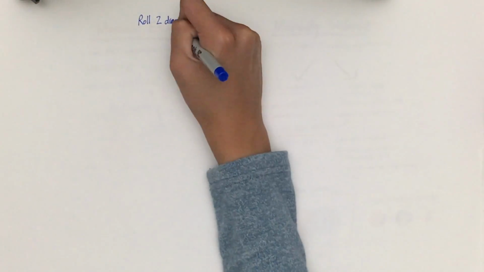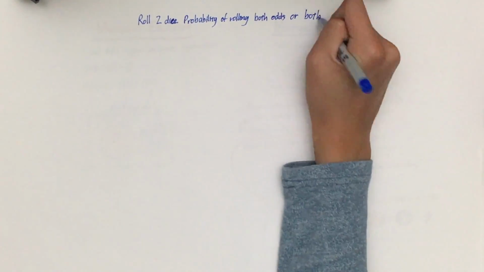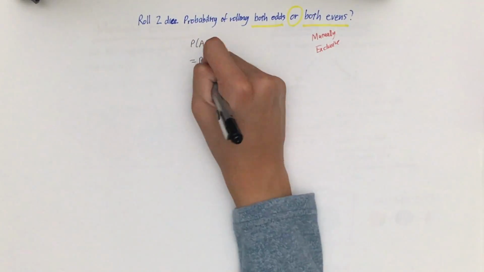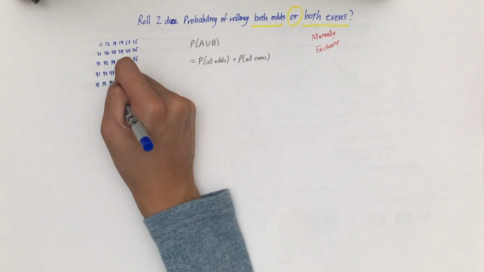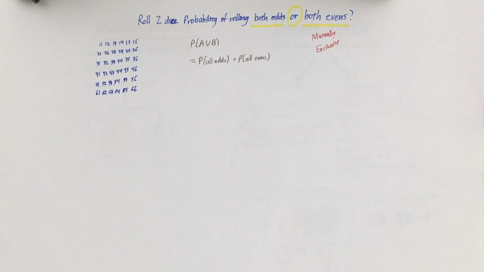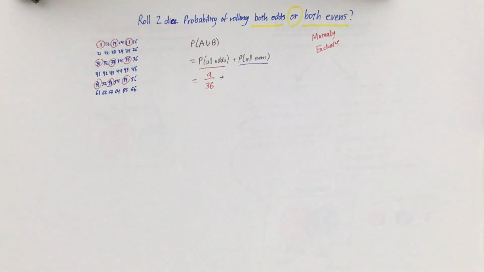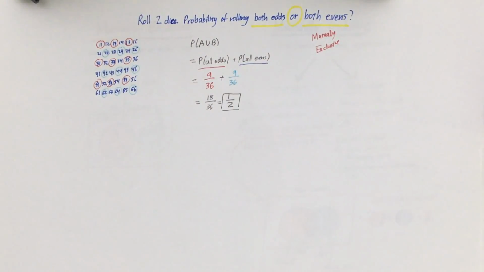Alright, let's do some mutually exclusive problems. So let's say you roll two dice, and what is the probability of rolling both odds or both evens? So you can't roll both odds and both evens at the same time, so they're mutually exclusive. So you have to add up the probability of all odds plus the probability of all evens. So I write up the sample space, and I count up all the ways that it can be all odds, which is 9 over 36, and all the ways that it can be both evens, or 9 over 36 as well. And you add that up and you get 1/2.